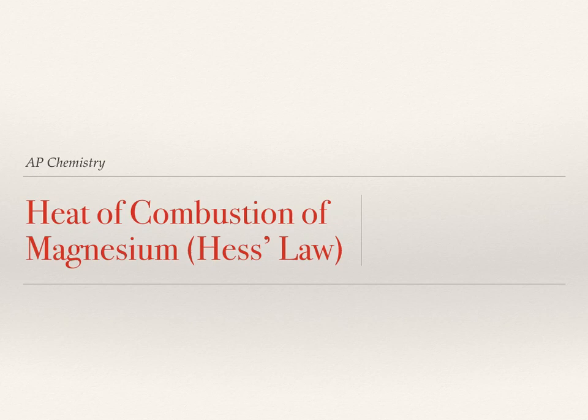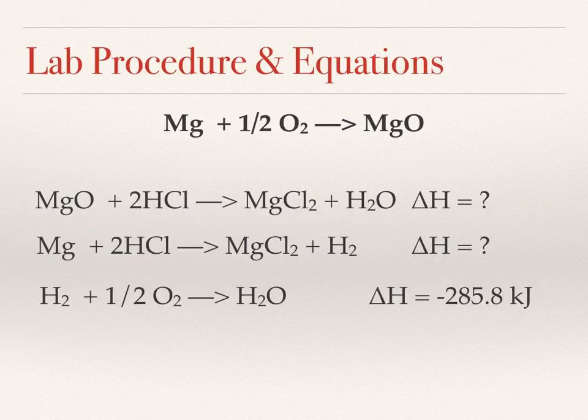What we're going to do is go through the heat of combustion of magnesium lab to illustrate Hess's Law. The reaction that we're trying to get to today with Hess's Law is a reaction of magnesium plus oxygen to make magnesium oxide.